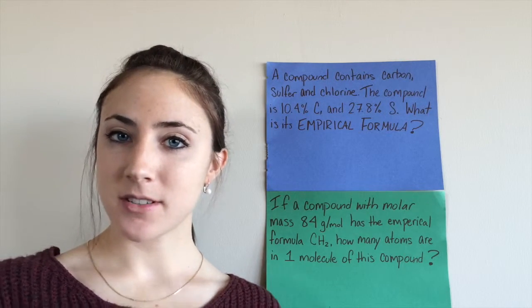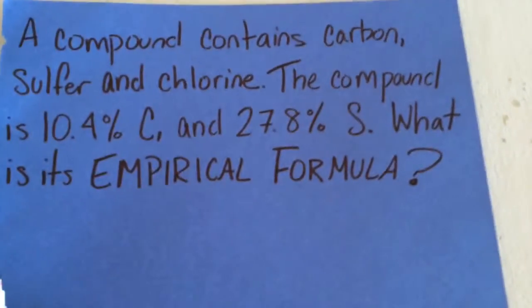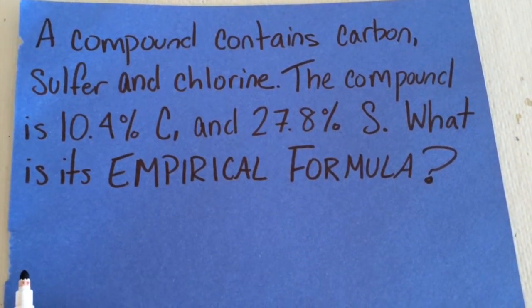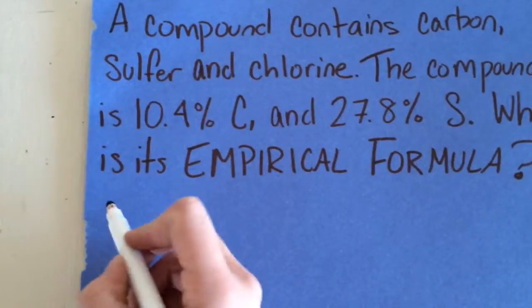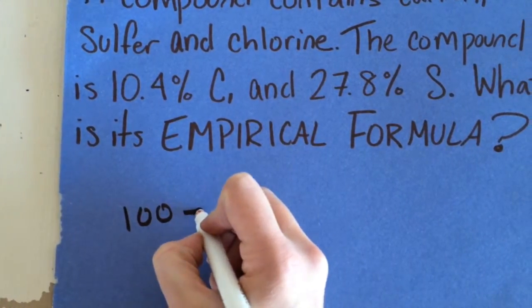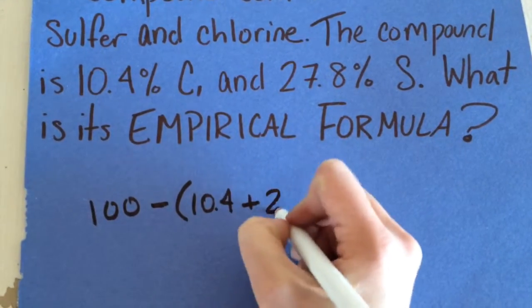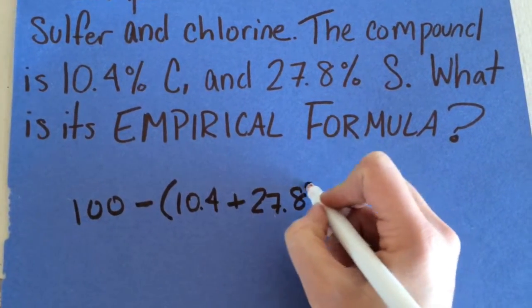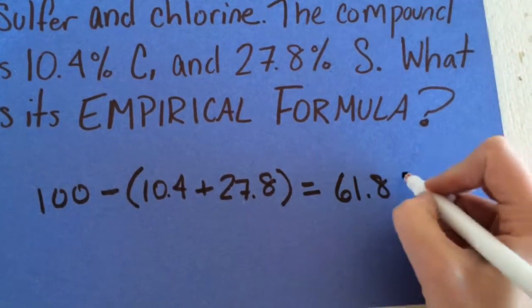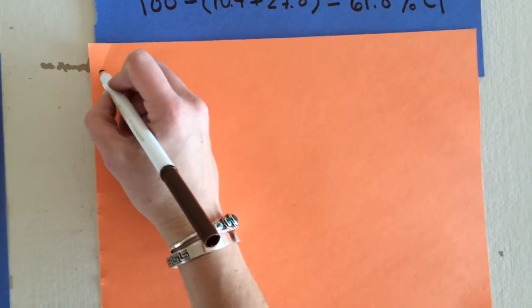Now let's dive a little deeper into the two solutions. So here is our first problem. To start, we want to find what percentage in the compound chlorine is. We already know carbon and we know sulfur. In order to do that, we just take 100 minus 10.4 for carbon plus 27.8 for sulfur, and that equals 61.8% chlorine.